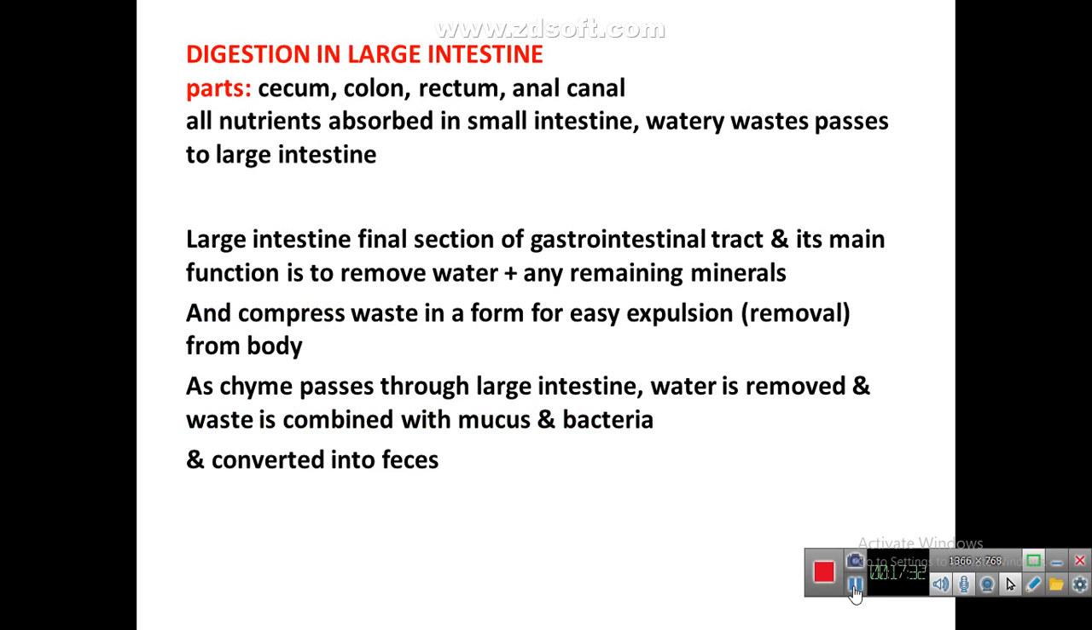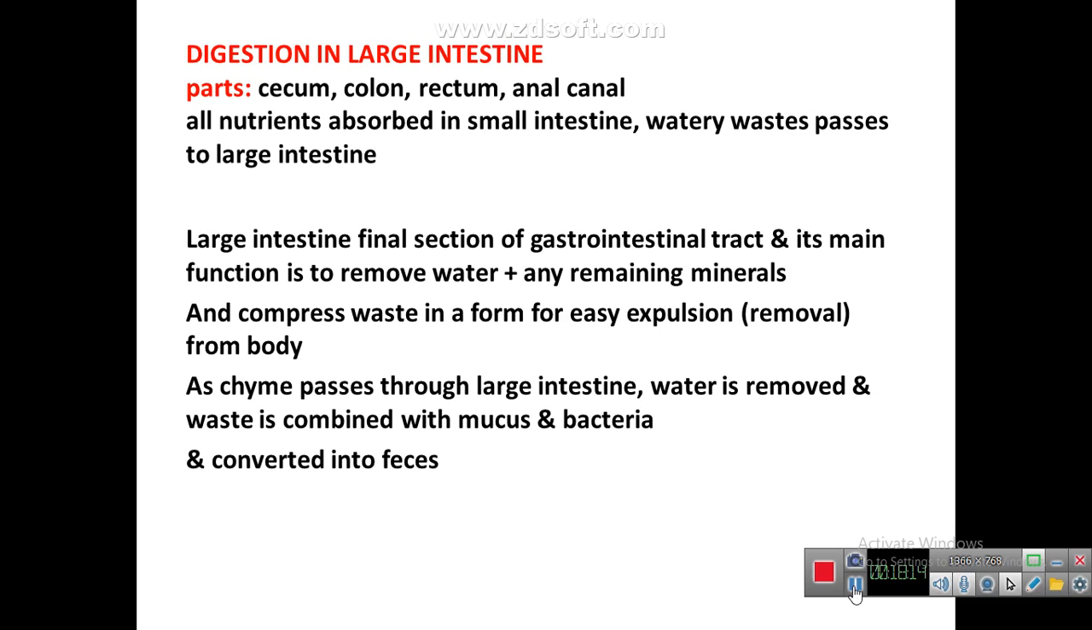Digestion in the large intestine. There are 4 parts of the large intestine: cecum, colon, rectum, and anal canal. All the nutrients are absorbed in the small intestine, while the watery waste passes to the large intestine. The large intestine is the final section of the gastrointestinal tract, and its main function is to remove water and any remaining minerals. The large intestine compresses waste into a form for easy expulsion or removal from the body.